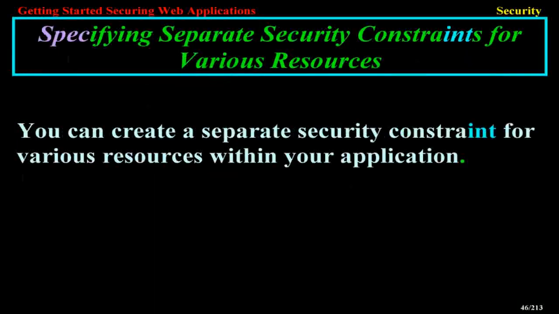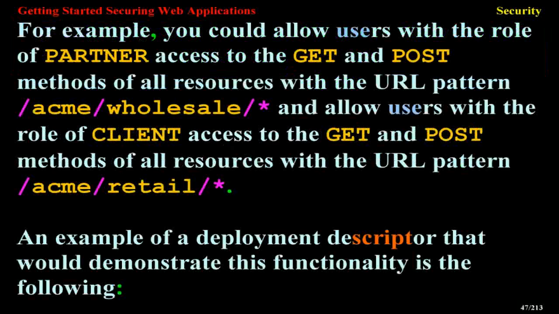Specifying separate security constraints for various resources. You can create a separate security constraint for various resources within your application. For example, you could allow users with the role of partner access to the GET and POST methods of all resources with the URL pattern ACME wholesale, and allow users with the role of client access to the GET and POST methods of all resources with the URL pattern ACME retail. An example of a deployment descriptor that would demonstrate this functionality is the following.